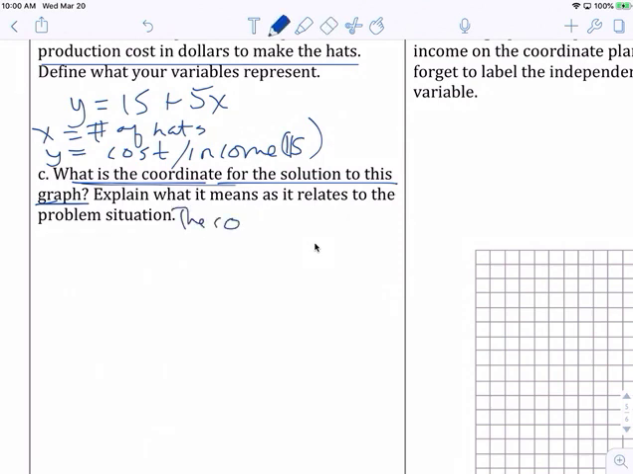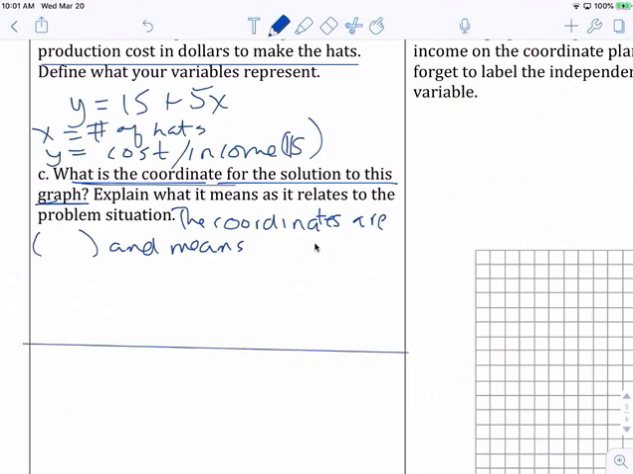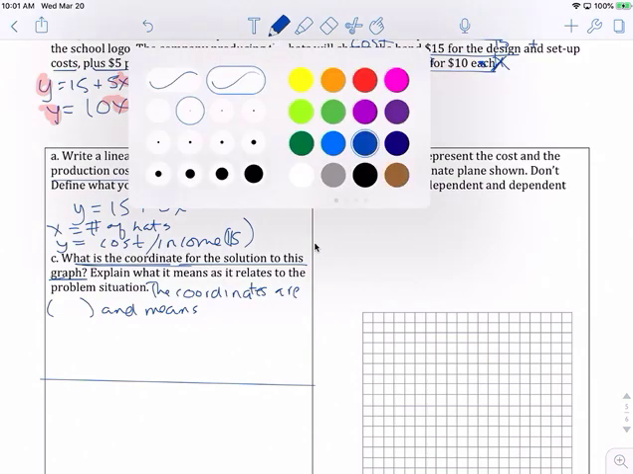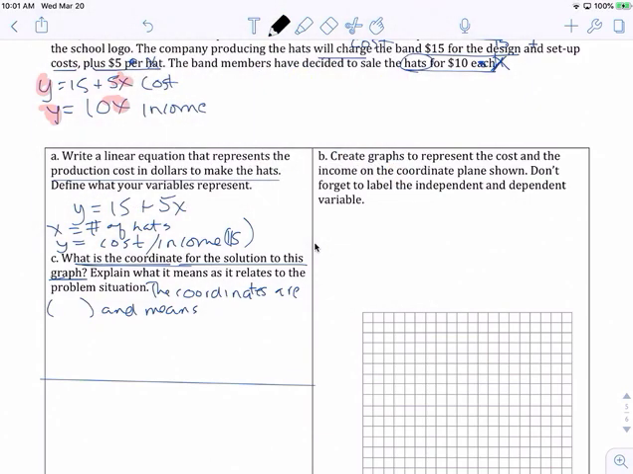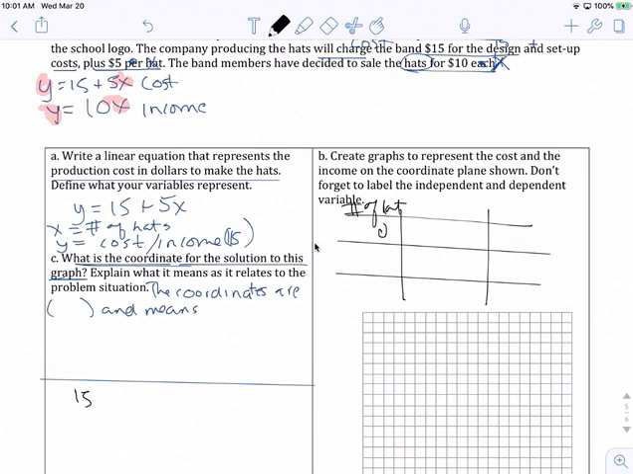The coordinates are, and it means. Let's leave definition for meaning. Let's do the work. You would use substitution and then graph it. Now when you graph, you need to make sure you pick your points, the number of hats, start with 0, and then where the two lines meet using substitution, okay, and then one that's a lot bigger than where they meet.